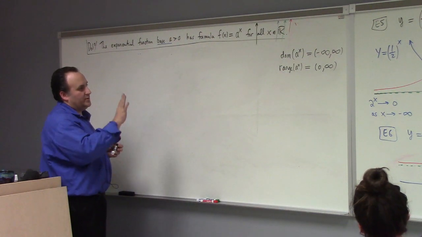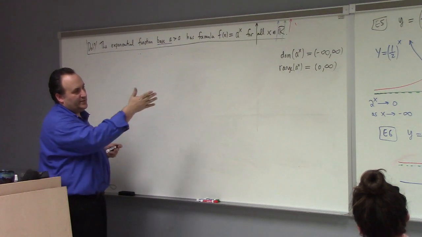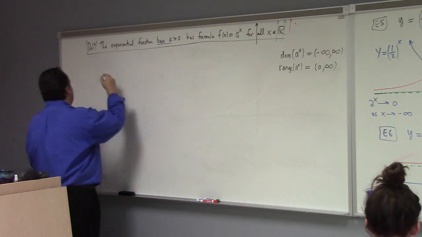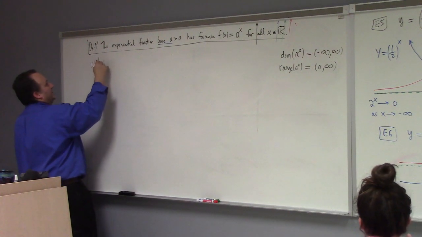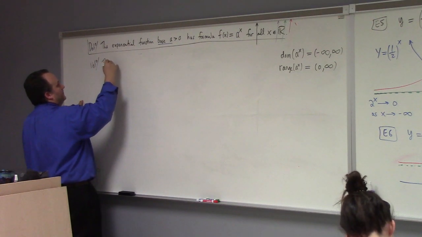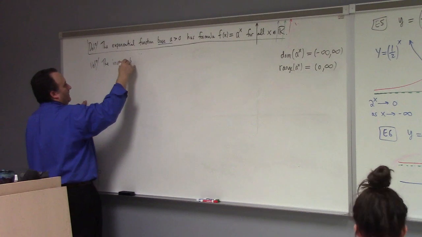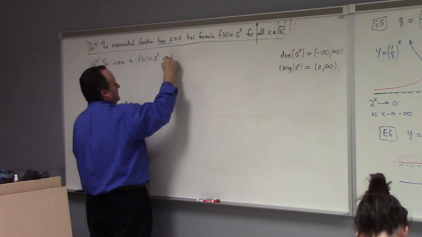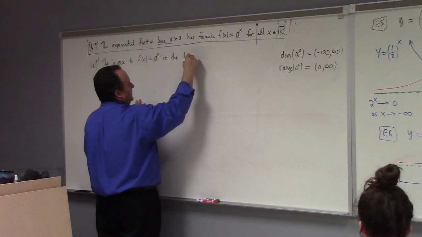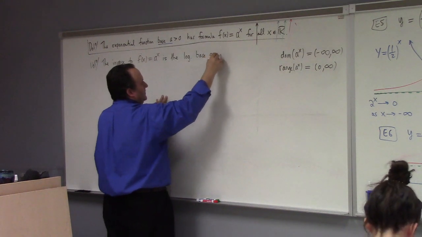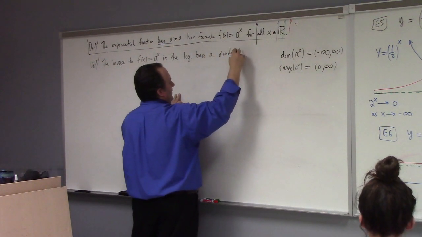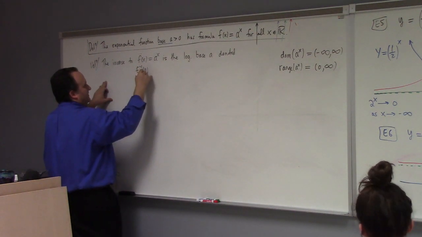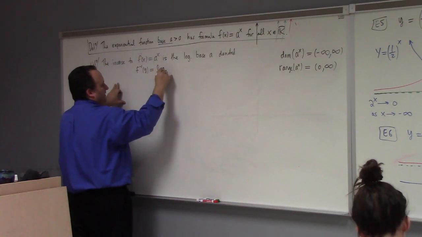So, if this is a one-to-one function, and that's its domain, and that's its range, we can define an inverse function, right? So let's do that. Definition. The inverse to f of x equals a to the x is the log base a, denoted, I'll write it down here, f inverse of y, let's say, is equal to log base a of y.